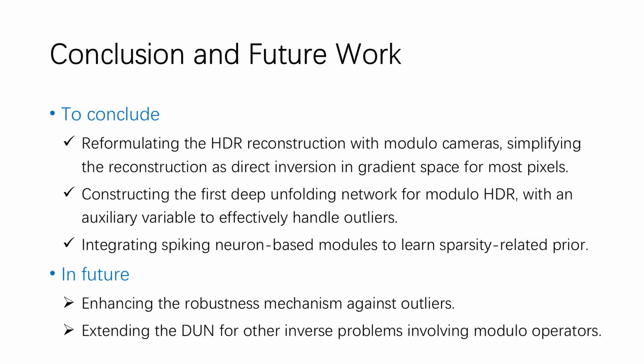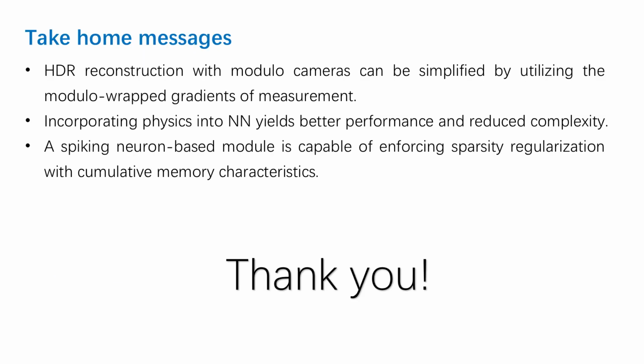In conclusion, we reformulated the HDR reconstruction with modulo cameras as direct inversion in gradient space for most pixels. We developed a deep unfolding network for modulo HDR with an auxiliary variable to effectively handle outliers, as well as spiking neuron-based modules to learn a sparsity-related prior for outliers. Our future work will focus on enhancing the robustness mechanism against outliers and extending our DUN for other inverse problems involving modulo operators.